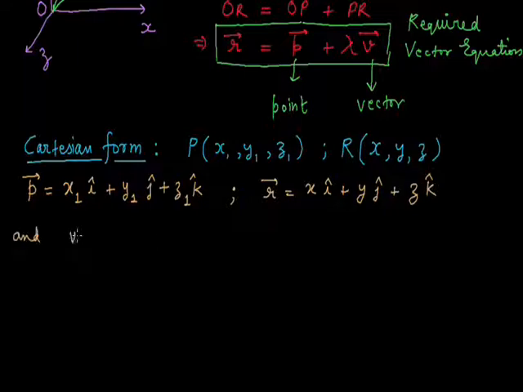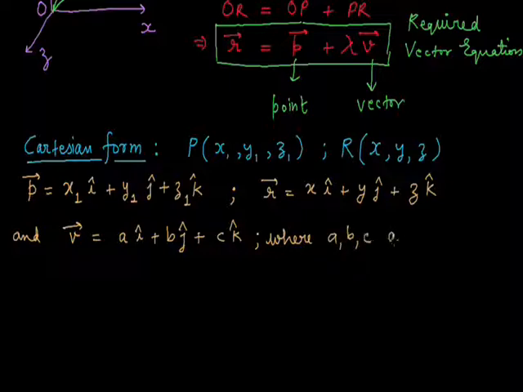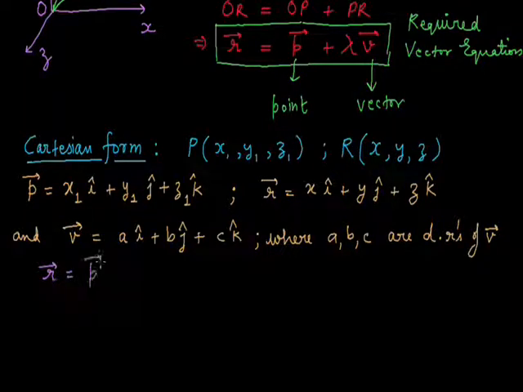And let V vector, the parallel vector, be a i cap plus b j cap plus c k cap, where a, b, c are direction ratios of vector V. Now in this scenario, by the vector equation, R vector can be written as P vector plus lambda times V vector for some lambda belonging to R. So let's replace the values of R vector, P vector and V vector over here.